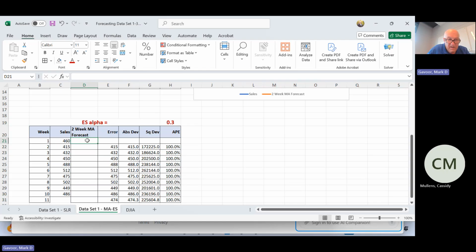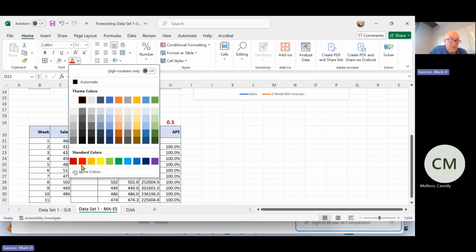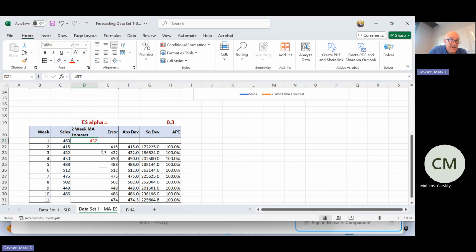So I'm going to make it 457, just like that. So it's kind of close. And let's make that red. Why am I making it red? That indicates to me that it's a seed. I'm not going to use it in my error calculations. Now, how do I make the next month forecast?